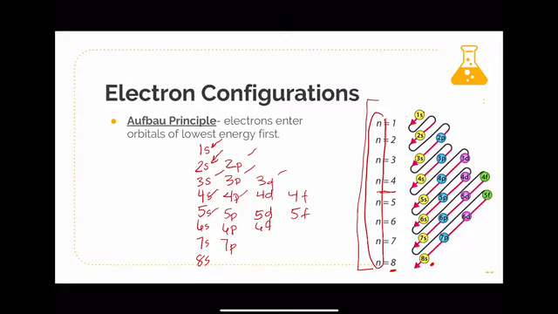But so what Aufbau's principle does is Aufbau's principle tells us that electrons enter the lowest energy orbitals first. Okay. So when electrons enter, they enter the 1s, then they move to 2s, then they move to 2p, and then 3s, and then 3p, and then 4s, and then 3d, and then 4p, and so on and so forth. Okay? And you do that until you run out of electrons.